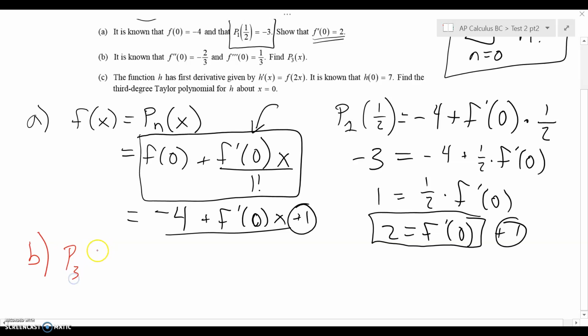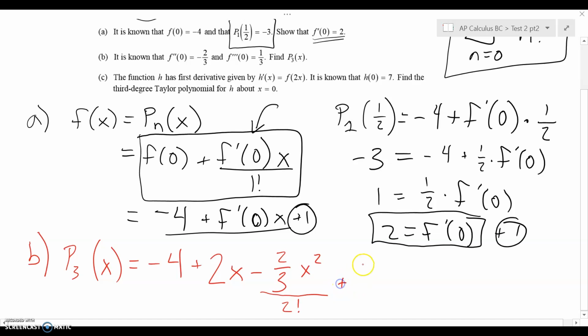So in part B, I already have 2 terms to this, so if I'm looking for P3 of x, I've got -4, that's the first term. Now I've verified that my coefficient is a 2 on the second term, so that's 2x. And then we're going to use that same generic structure for all Taylor polynomials. I'll go negative because it's a negative. It'd be 2/3, our second derivative evaluated at 0, times x to the second power divided by 2 factorial. And then I need to do one more of those, so plus the third derivative, which is 1/3, x cubed over 3 factorial.